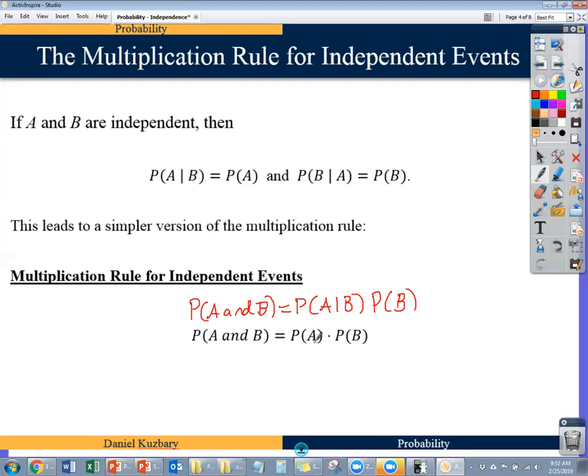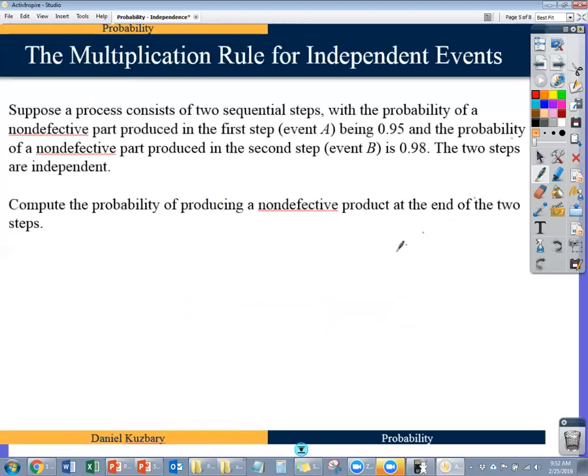So the multiplication rule reduces to the probability of A times the probability of B because they're not related to each other. They're independent of each other. So we can just find their individual probabilities to get the joint probability, which is going to be really nice. So let me show you an example of this. Remember, this is only if they're independent.